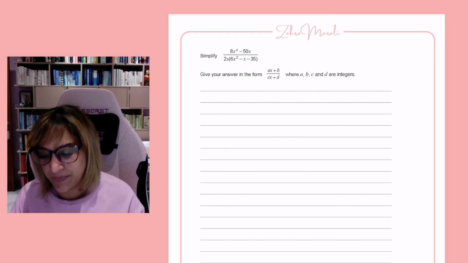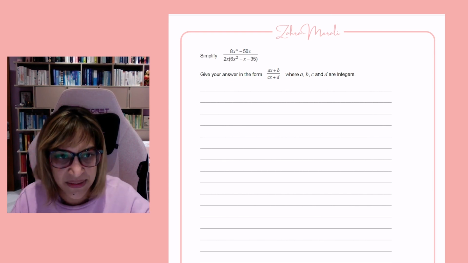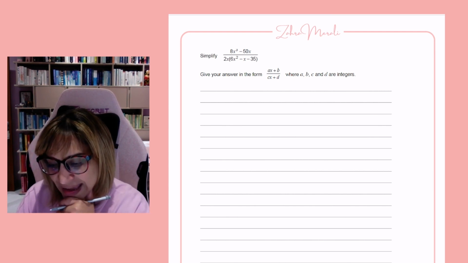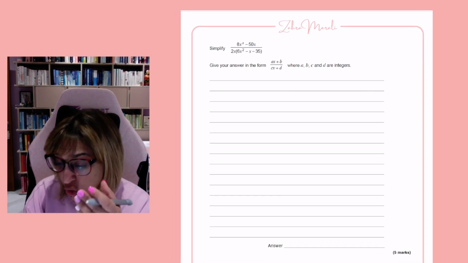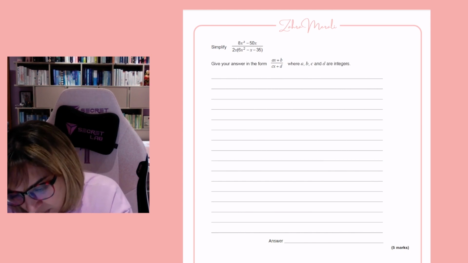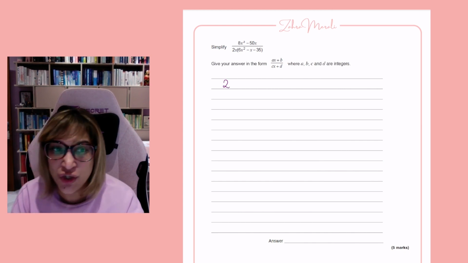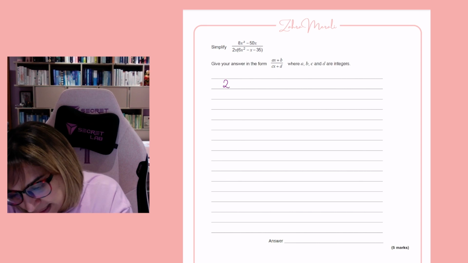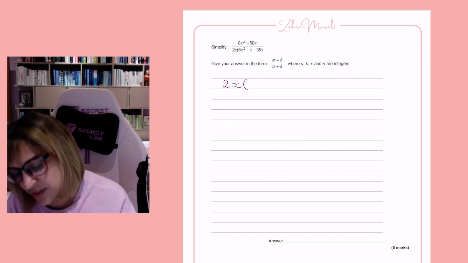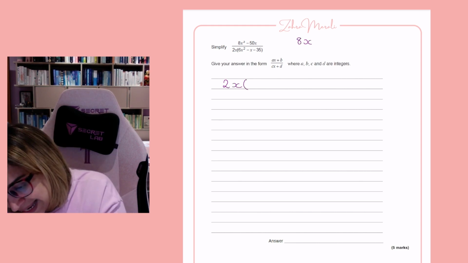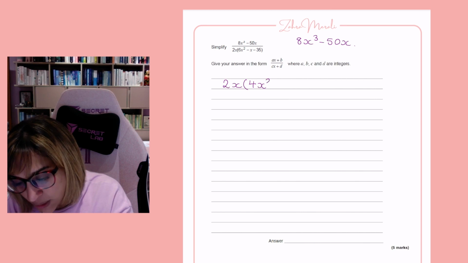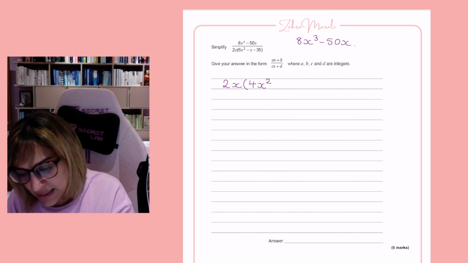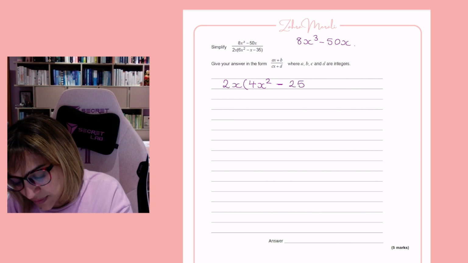Okay, let's try this one. All right, so we look at the numbers again, and on the top we're going to go 8 and 50. So we can take out 2. They're both even numbers. And it's x cubed and x. So I can take x outside the bracket. So if that's not clear, that should be 8x cubed minus 50x on the top. And then we're going to have 4x squared inside, and I'm going to have minus 25.